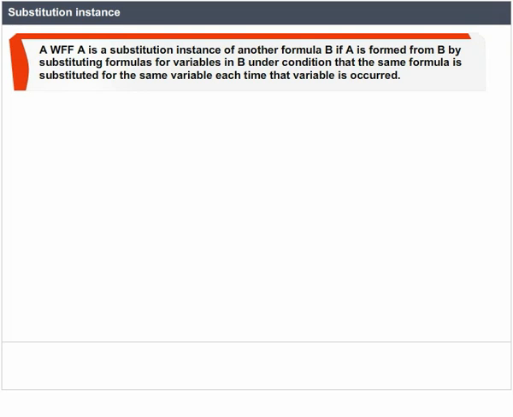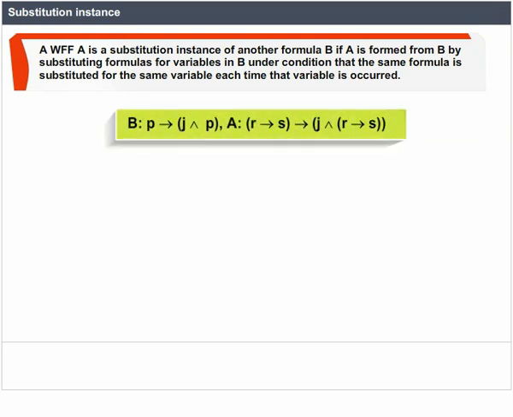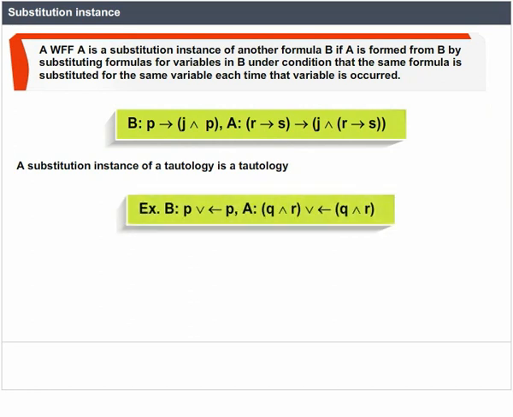B. P implies J and P. A or implies S implies J and or implies S. A substitution instance of a tautology is a tautology. Example. B. P R implies P. A. Q and R. R implies Q and R.